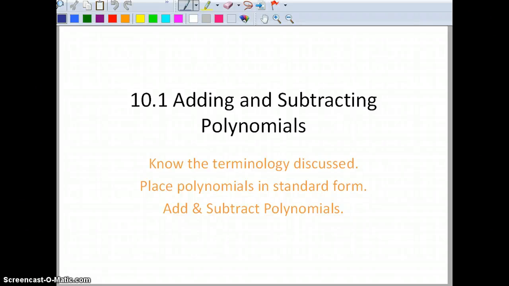To section 10.1, adding and subtracting polynomials. When we finish, I want you to know the terminology that we've talked about. There's a lot of vocabulary in this lesson. I also want you to be able to place the polynomials in standard form, and I want you to be able to add and subtract them.